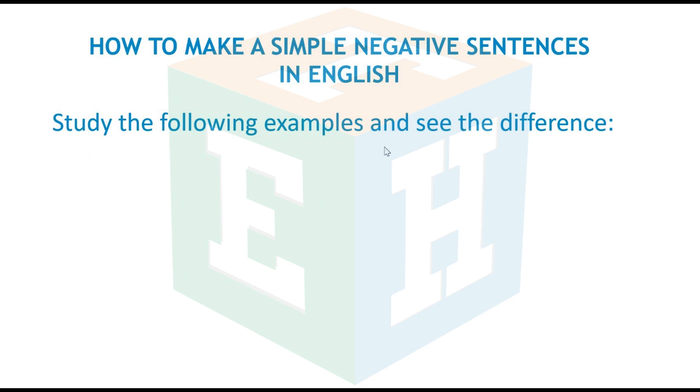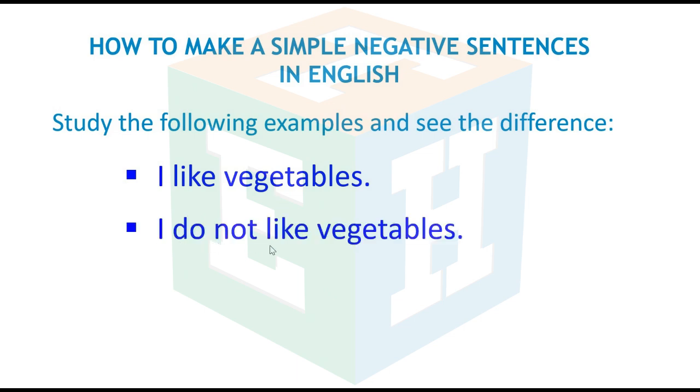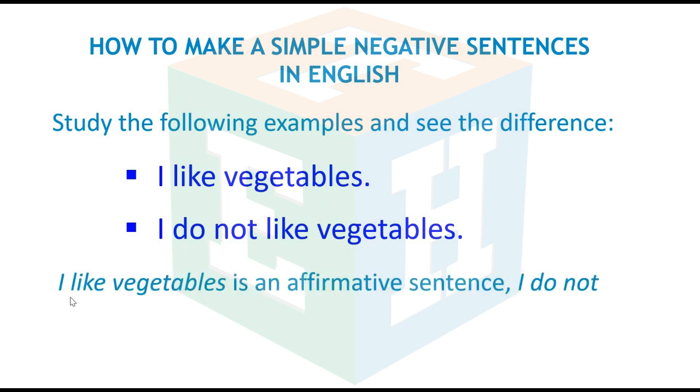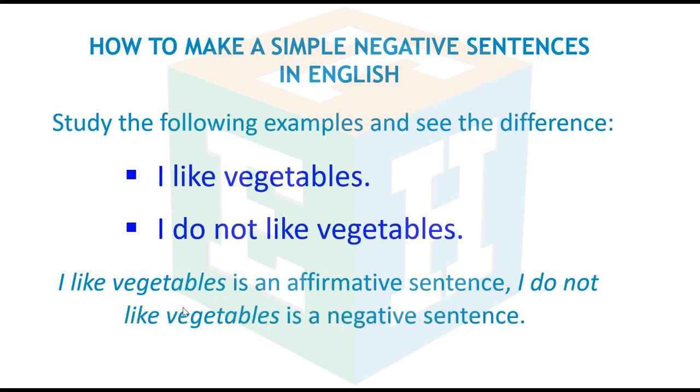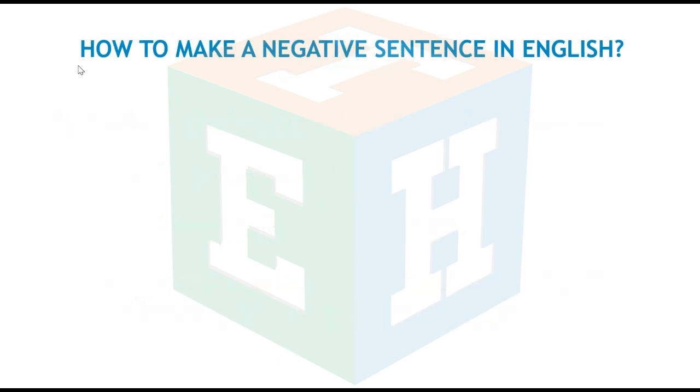Study the following examples and see the difference. I like vegetables. I do not like vegetables. I like vegetables is an affirmative sentence. I do not like vegetables is a negative sentence.